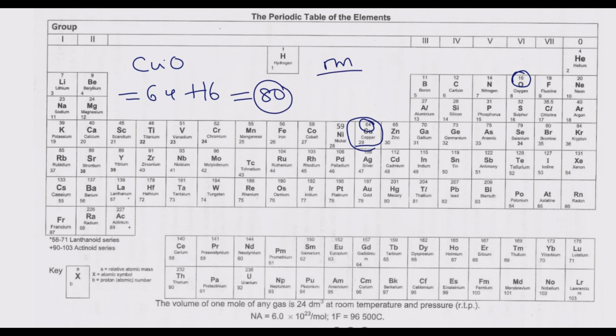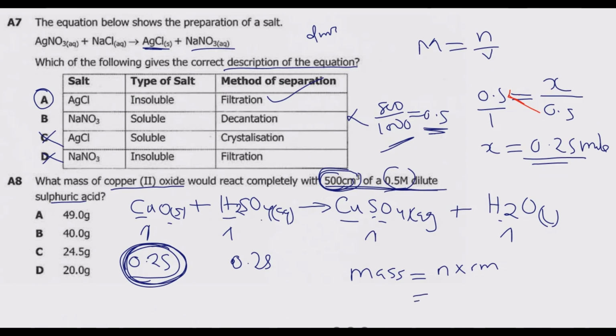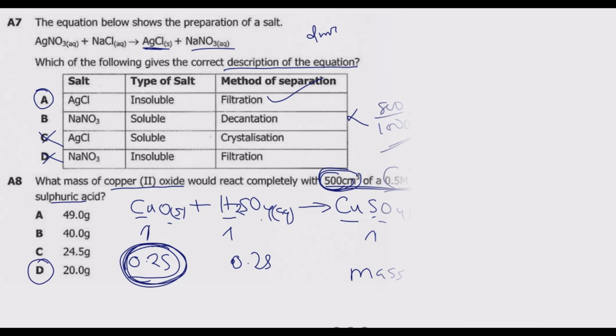Then this is what we multiply with the number of moles. The number of moles here is 0.25. So 0.25 multiplied by 80, we end up with 20 grams. Remember, this is 80 grams because mass number is measured in grams. So we go to the options, we discover that D is the correct answer. So this is how you answer this question.